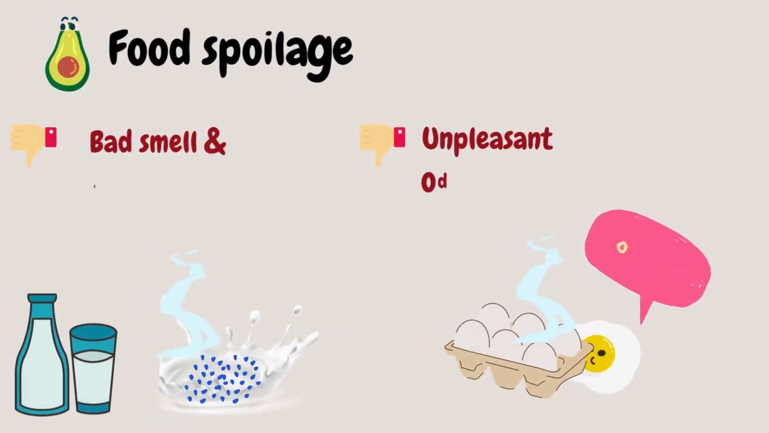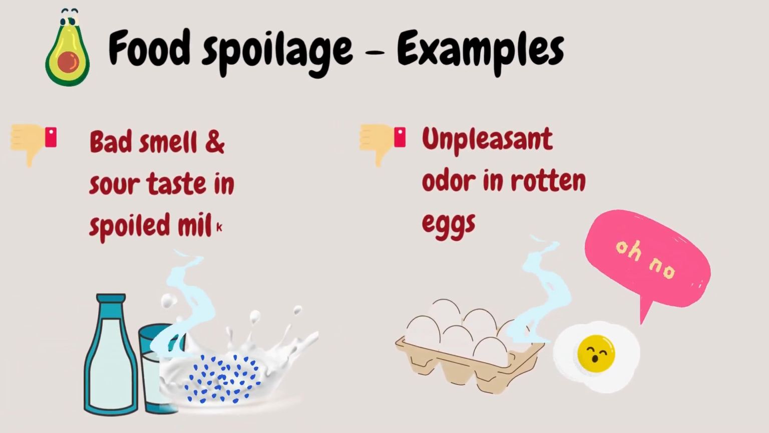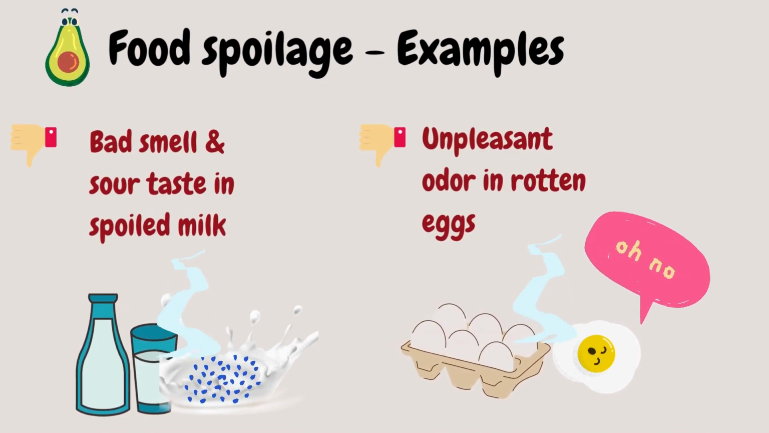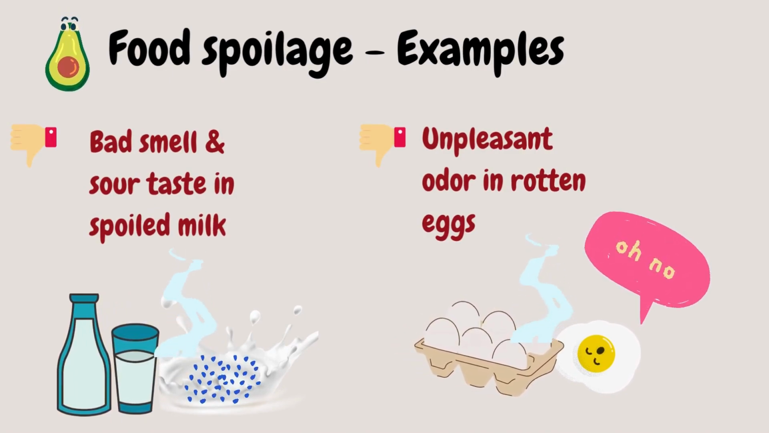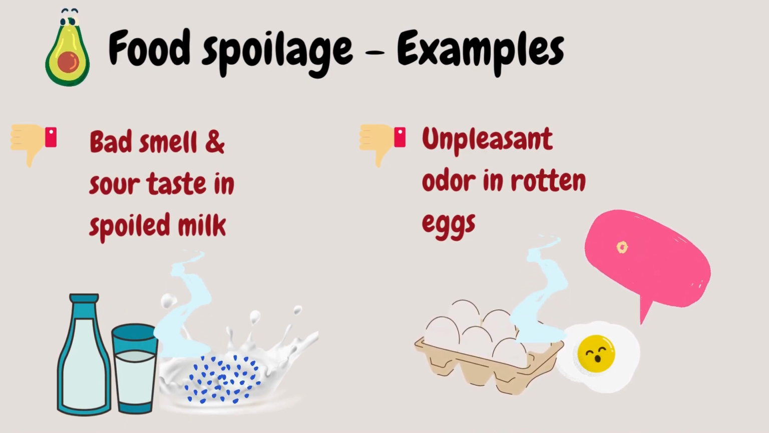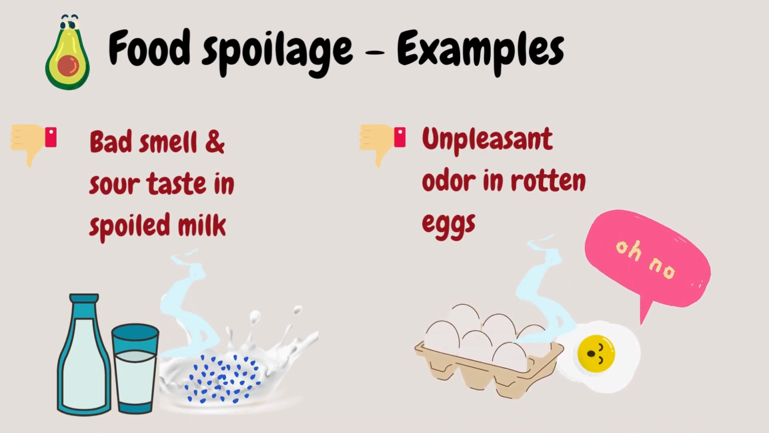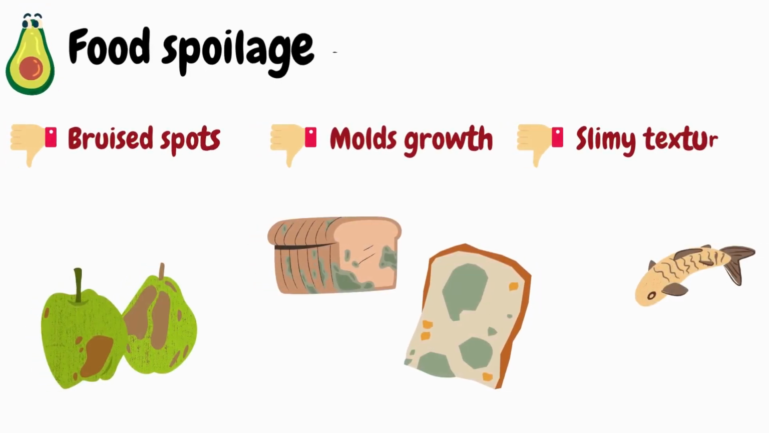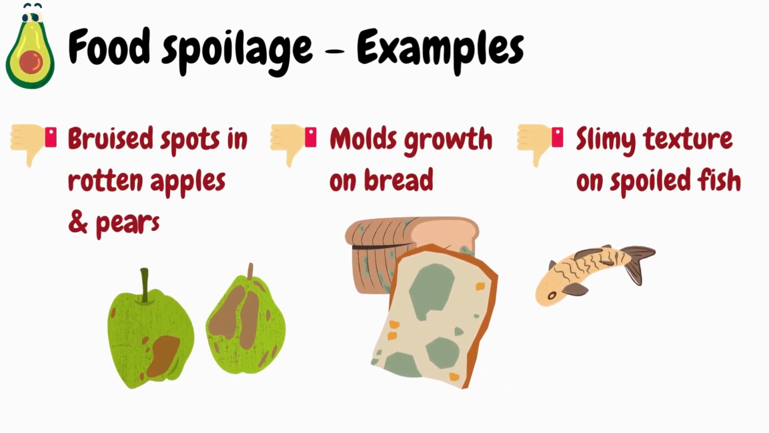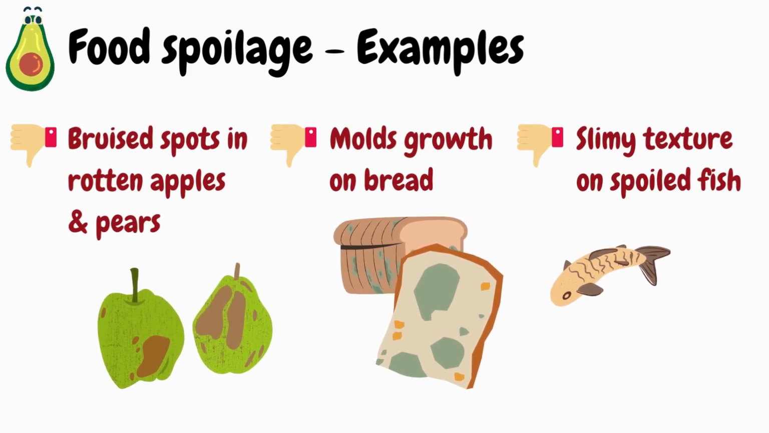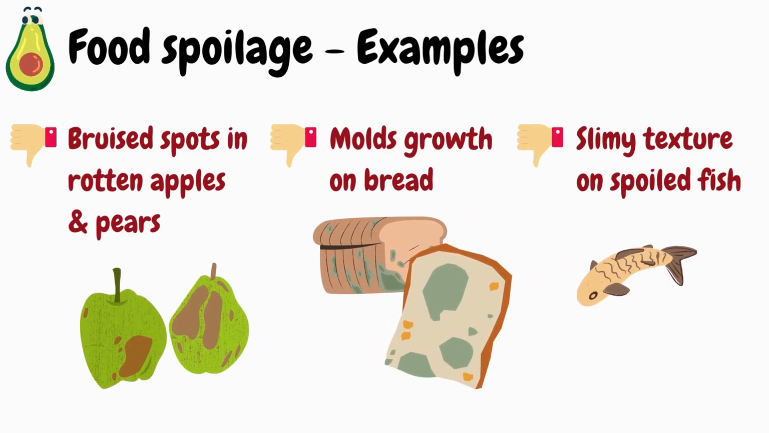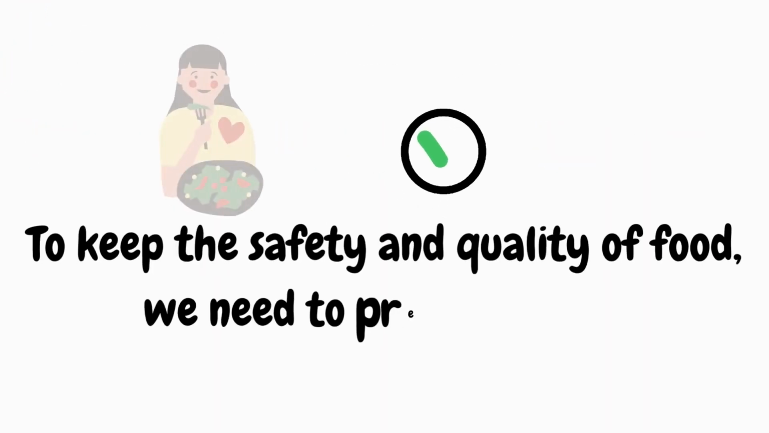For instance, think about spoiled milk which smells bad and has a sour taste. Also you may experience unpleasant odor in rotten eggs. Not only that, food spoilage will lead to change in the appearance of food. For example, in rotten apples, you may see some bruised spots on the surface of the fruit, as well as you may see mold grow on the bread when it gets spoiled. Furthermore, you can observe slimy textures on spoiled fish and meat. So in order to keep the quality and safety of food for a long time, we need to preserve them.